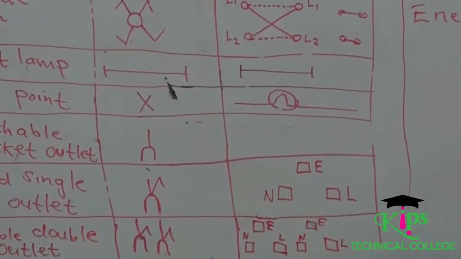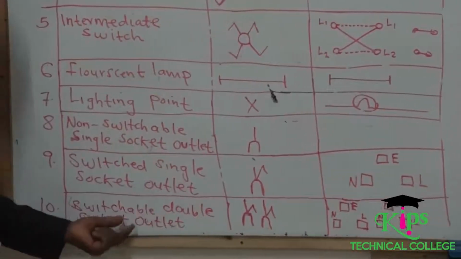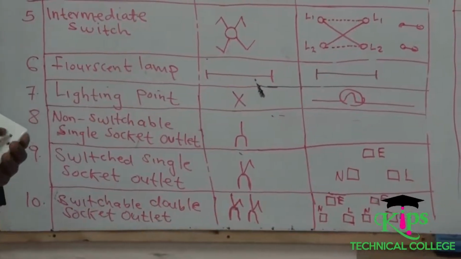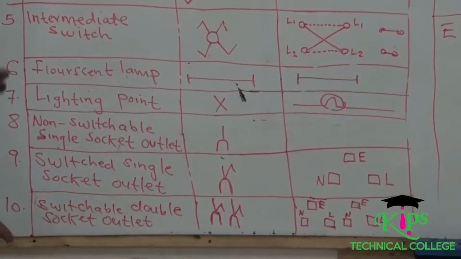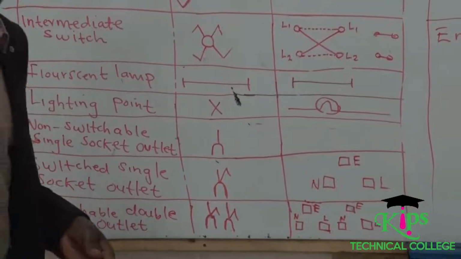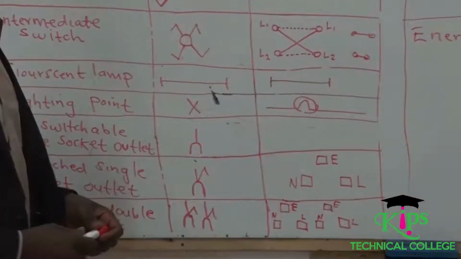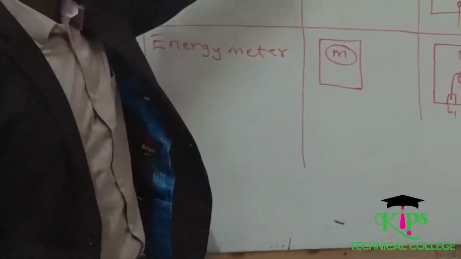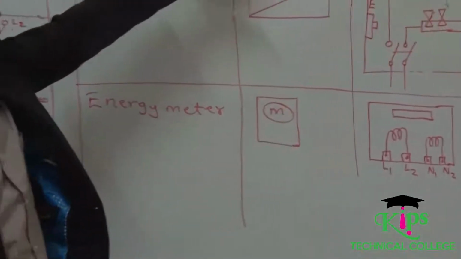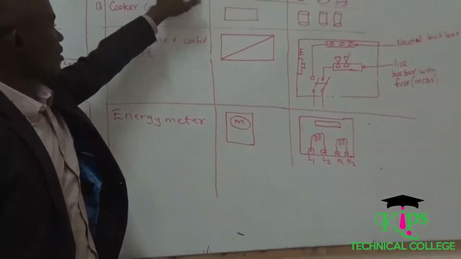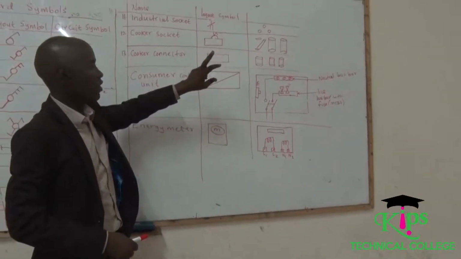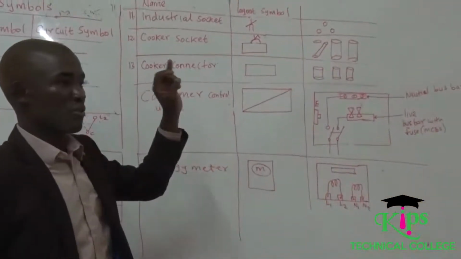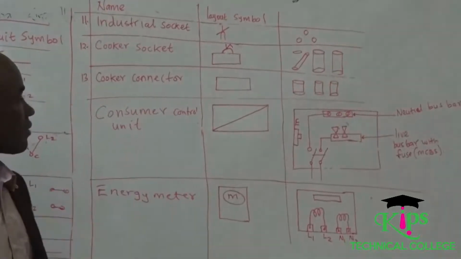We move to number 10, a switchable double socket outlet. It means this thing has to be double and it must be having a switch. So basically this is a double socket. We move to the industrial socket. Industrial socket is represented as it is on the board. Industrial socket, we shall see it later on. It has got 3 terminals whereby you feed your live, your neutral, and your earth.